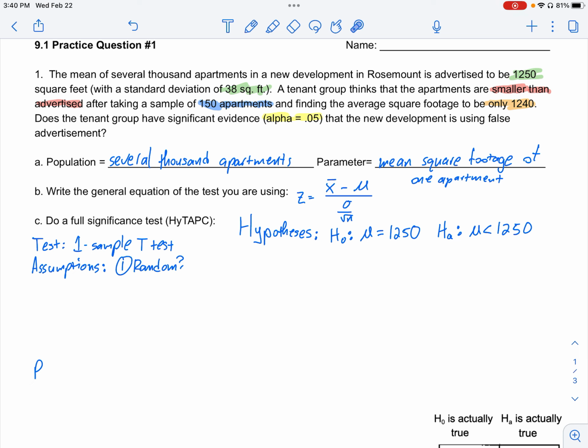Right away I'm a little concerned because it just said a sample. It didn't say anything about being random. So I'm going to say not stated as random. That's a bit of a problem, so we're going to proceed with caution.